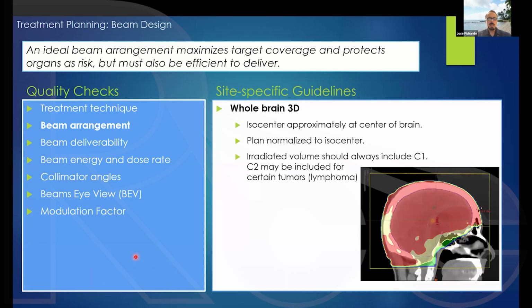All right, for whole brain 3D also, the isocenter is typically placed approximately at the center of the brain. It doesn't have to be exact. The plan is usually normalized to the isocenter. And the irradiated volume, the volume that's getting the prescription, should include the first cervical vertebra, C1. Sometimes it may include the second cervical vertebra, and sometimes it may include more than that, depending on the extension of the tumor. So that's why it's important to always read the medical history, so you can understand why the field was opened up more or less in the plan that you're looking at.